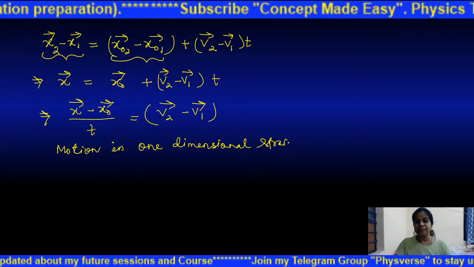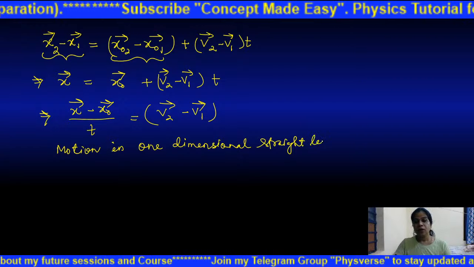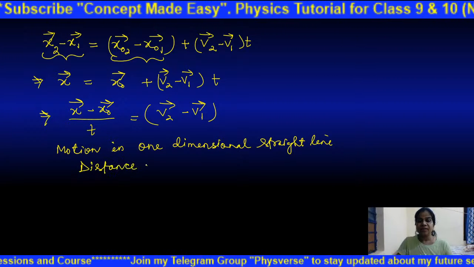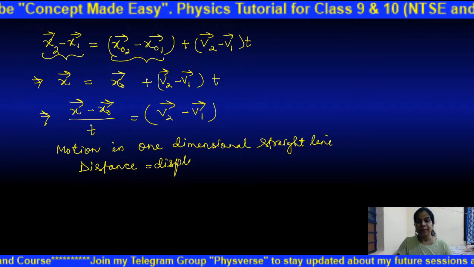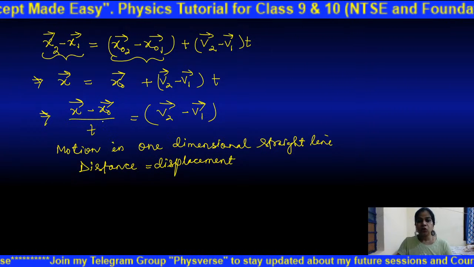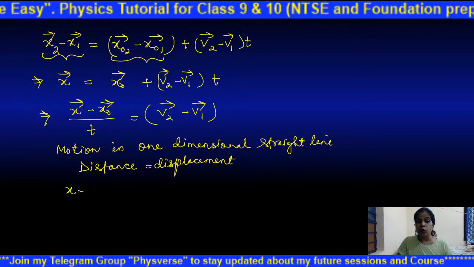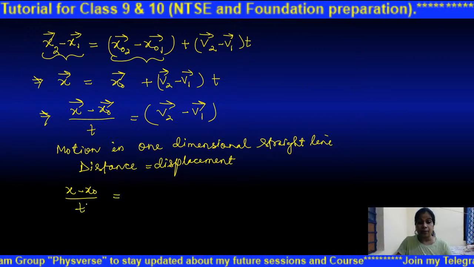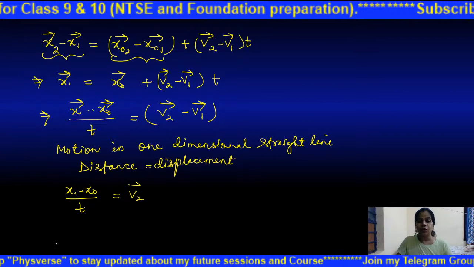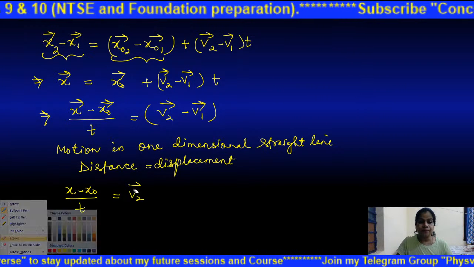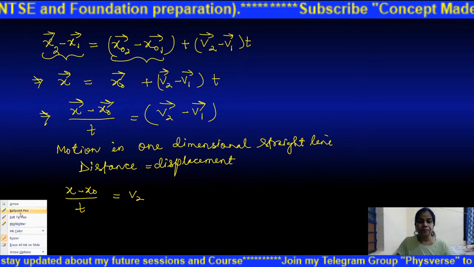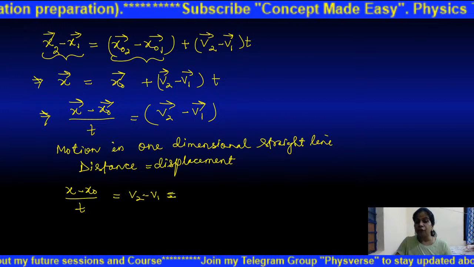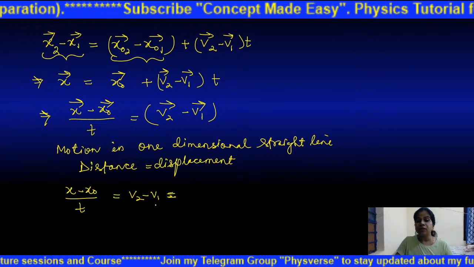And this is the motion in a straight line, motion in one-dimensional straight line. So now distance is equal to displacement. I can write without the arrow: x minus x0 divided by t is equal to, sorry, this is only v2 minus v1.